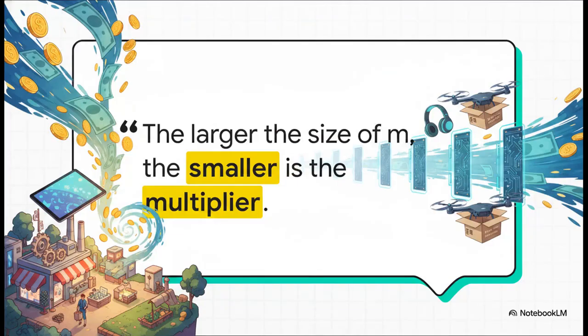In fact, this quote straight from the source material is vital. The larger the size of M, the smaller is the multiplier. The more an economy imports, the more money leaks out across borders, which significantly dampens the overall multiplier effect of any new domestic spending. Think about it. If a government stimulus check just goes straight toward buying imported electronics, the domestic engine doesn't get the full benefit of that fuel.